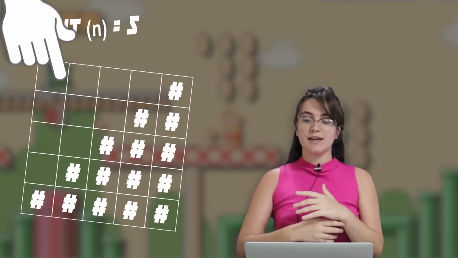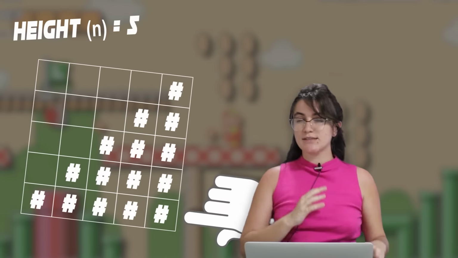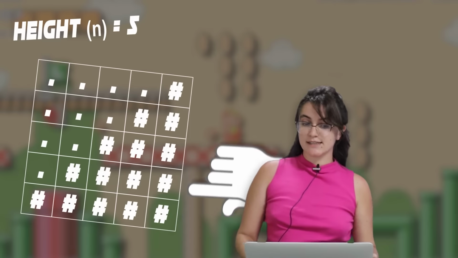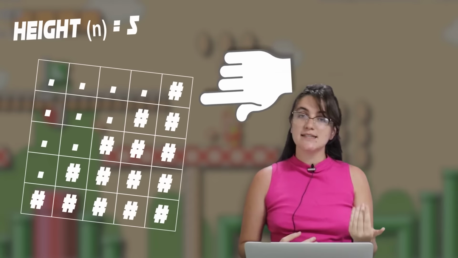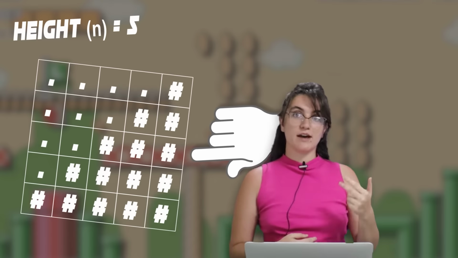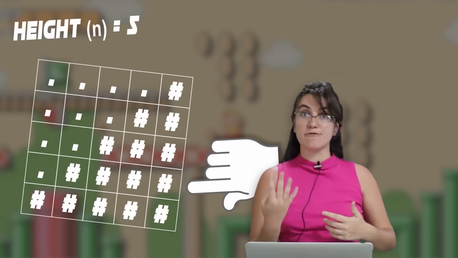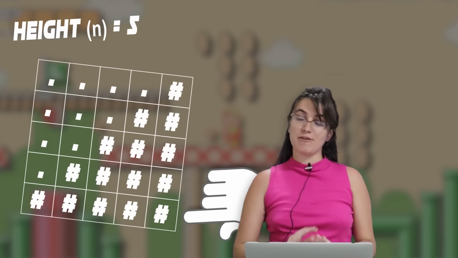So let's put this pyramid in a table. Let's suppose that we have this table with 5 columns and 5 rows. Now instead of leaving these empty spaces, let's put some dots instead. Here, as we can see, in the first row we have 4 dots and 1 hash. In the second row, we have 3 dots and 2 hashes. In the third row, we have 2 dots and 3 hashes. In the fourth row, we have 1 dot and 4 hashes. And in the last row, we have no dots and 5 hashes.